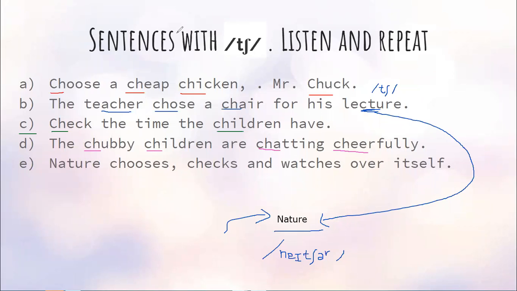Janice? Jenny? Oh, pretty much Jenny. Robert Hara. Hello. Hola, man. Yeah, your turn is the chubby children are chatting cheerfully. The chubby children are chatting cheerfully.